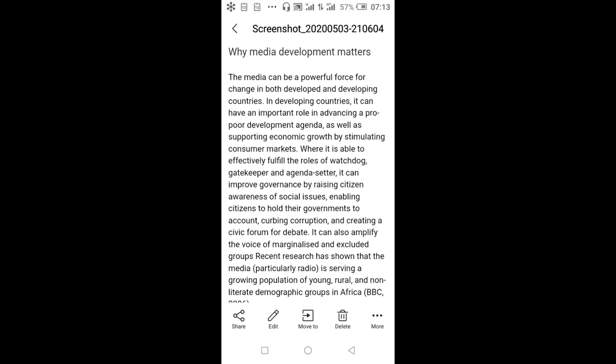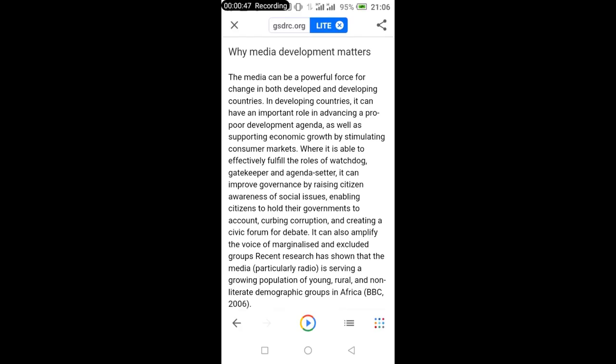It can improve governance by raising citizen awareness of social issues. What we're saying here is that the role the media plays in development in society includes watchdog, gatekeeper, and agenda setter. We have always talked about the secondary roles of the media, which include the role of watchdog. Remember the primary role, which is to inform, educate, and entertain. We also have the secondary role. So when it comes to development communication, we consider the secondary role of the media, which includes watchdog. When we talk about watchdog, we're talking about surveillance.